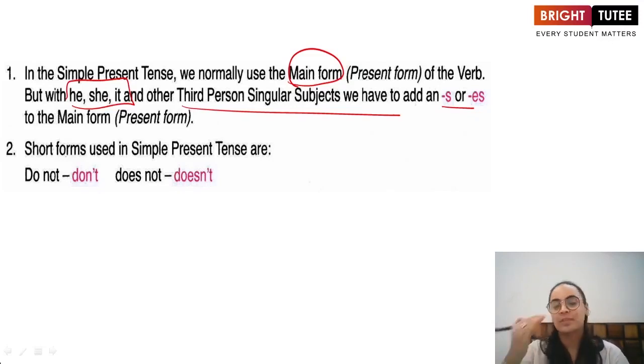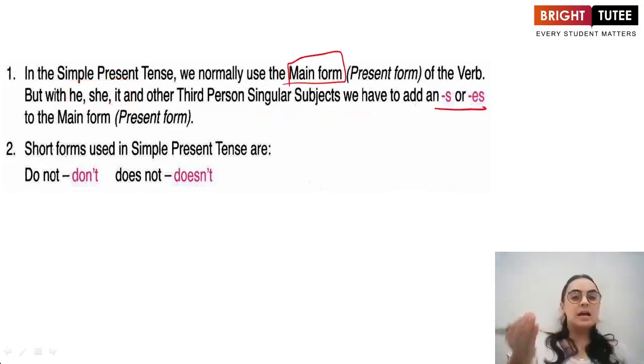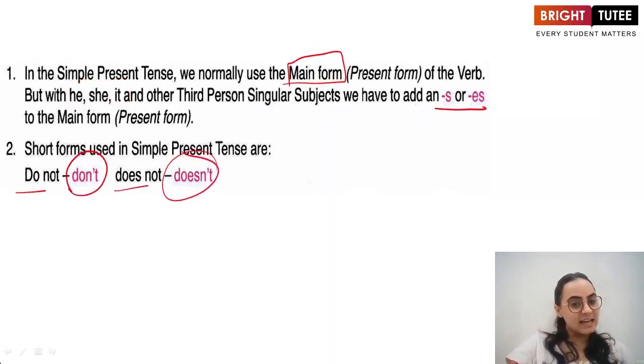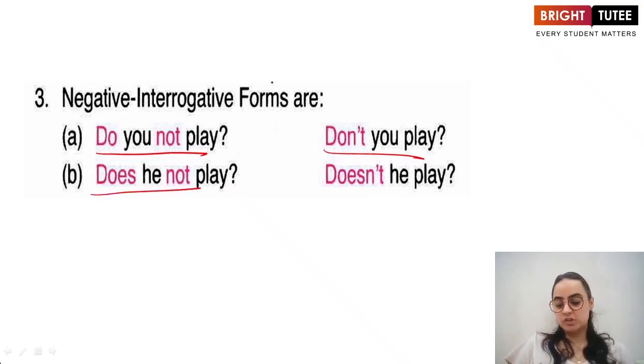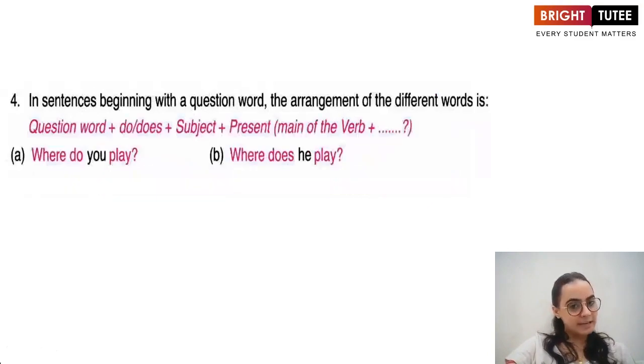He cooks, she dances, it rains. So with a third person singular subject, we will always add an s or es at the end of the verb in the simple present tense. Now the short form of do not is don't and does not is doesn't. Let us talk about the negative interrogative forms now. Do you play changes to don't you play? Does he not play changes to doesn't he play?